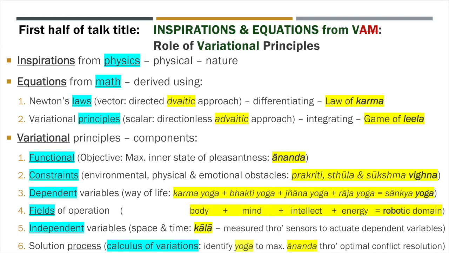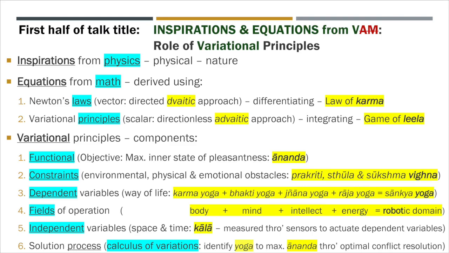So now, these dependent variables cannot be chosen arbitrarily. They have to be chosen within a certain range of what is allowed. And that's where the fields of operation or domains come in. So the domains of operation basically limit your choices or options for the dependent variables. Which range of dependent variables can you actually search for the optimal from? So in the case of Karma Yoga, you search what all can you do with your body, which includes, of course, all the sensors and actuators, the 5 sense organs and the 5 actuating organs.